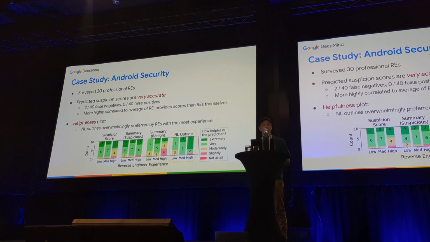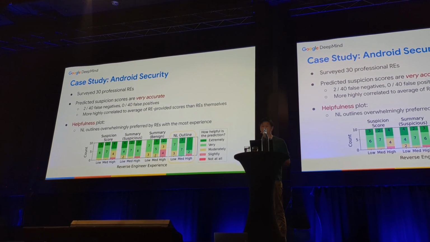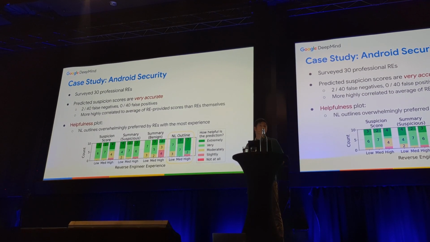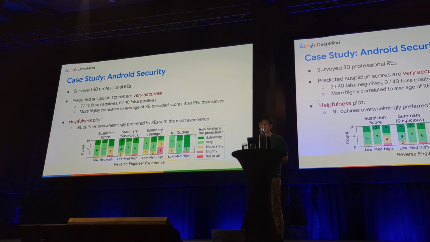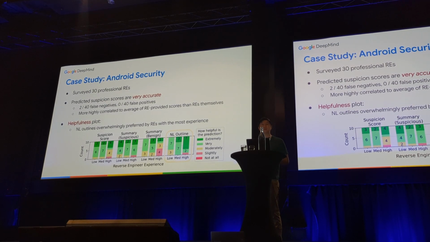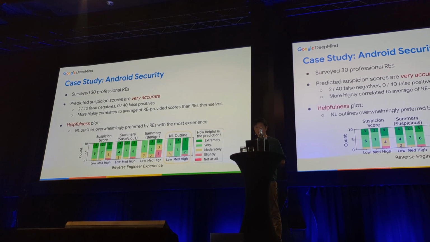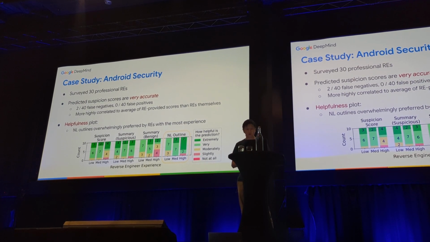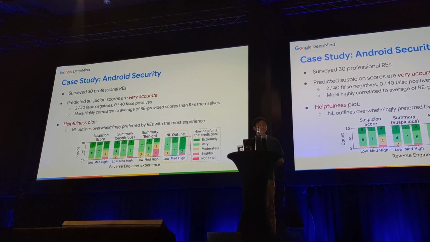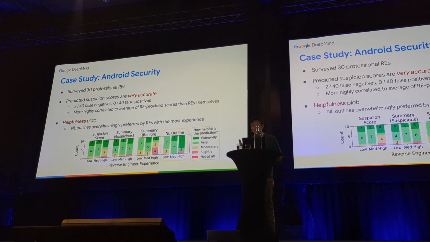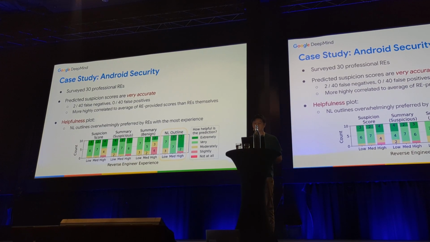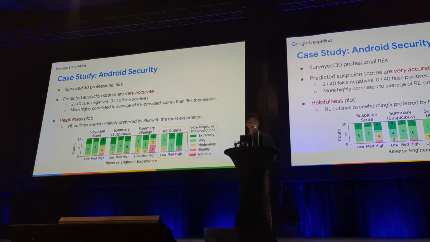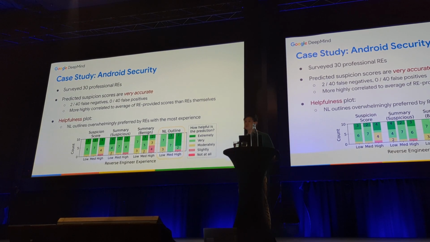We surveyed 30 professional reverse engineers. We found that the LLM predicted suspicion scores were very accurate, actually more accurate than the REs. When we asked the REs to rate the helpfulness of the different kinds of predictions, we found that the NL outlines were overwhelmingly preferred by the REs with the most experience, likely because they are the ones who make the final decisions for apps, so they need to be fully convinced of the code's behavior. And the NL outlines point directly to the suspicious parts of the code.